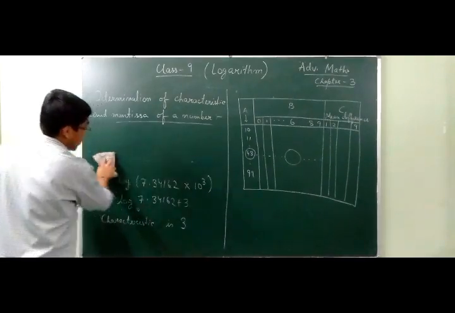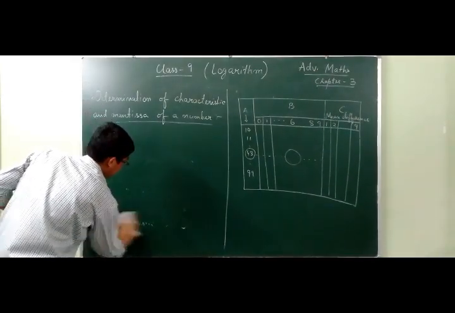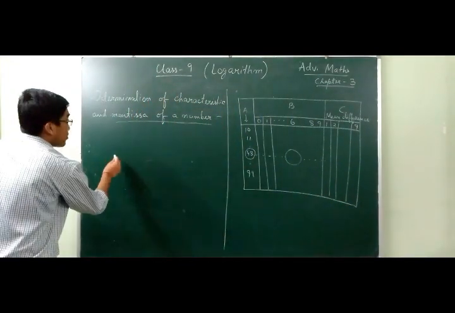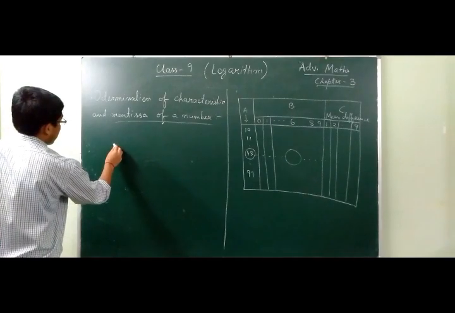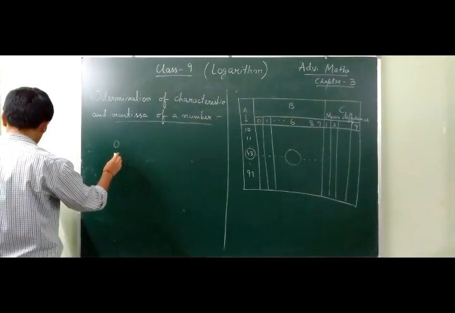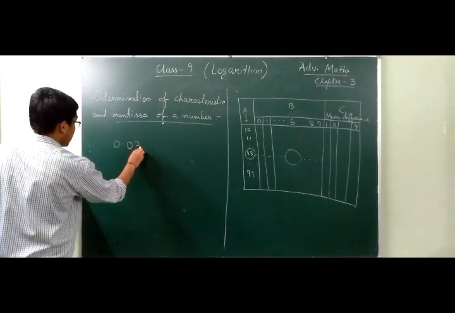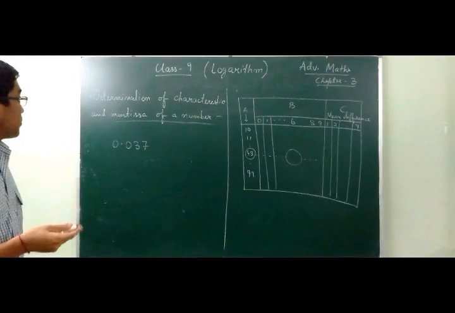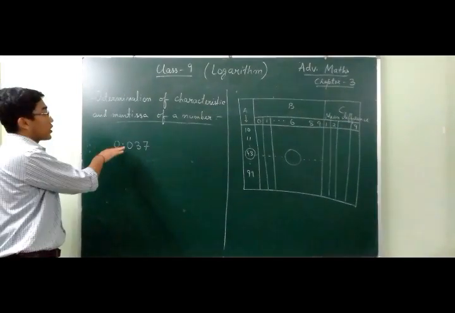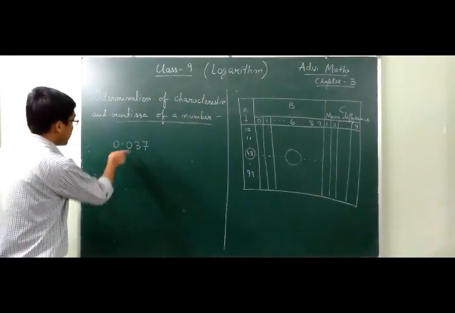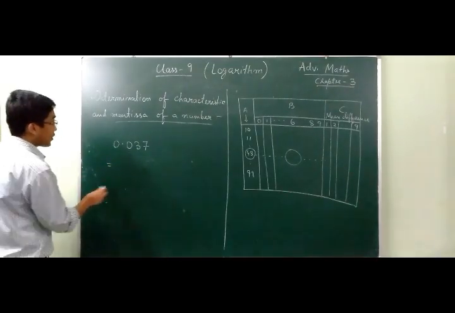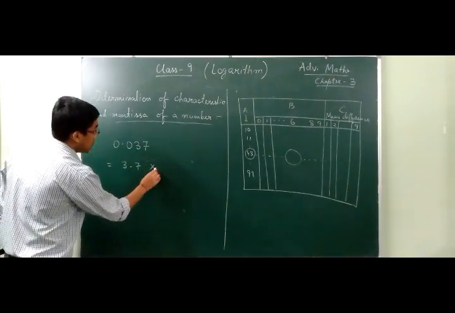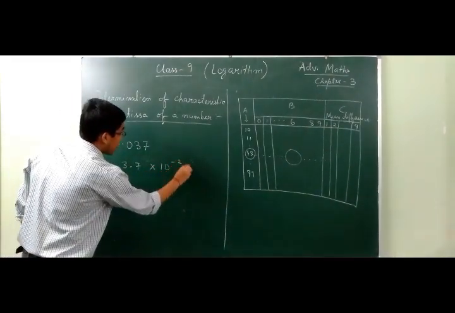Let us take some more numbers and try to generalize the formula. If I take a number, say 0.037, and somebody asks what the characteristic of this number is, then I can write this number as 3.7 into 10 to the power minus 2.